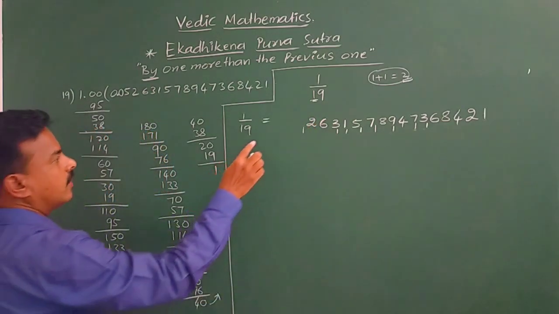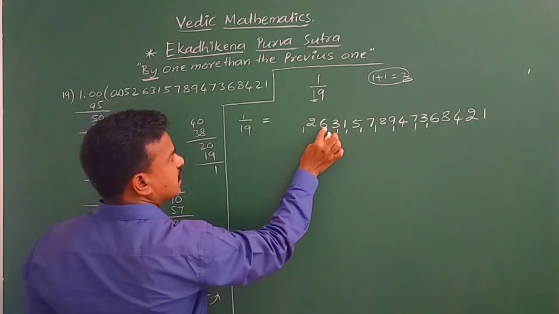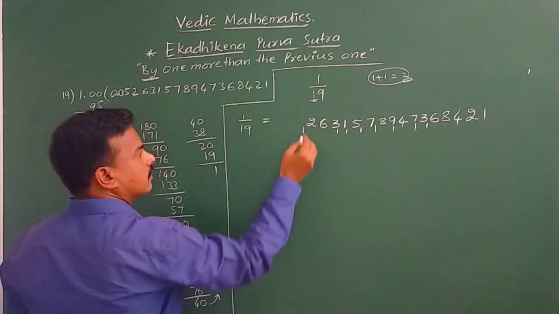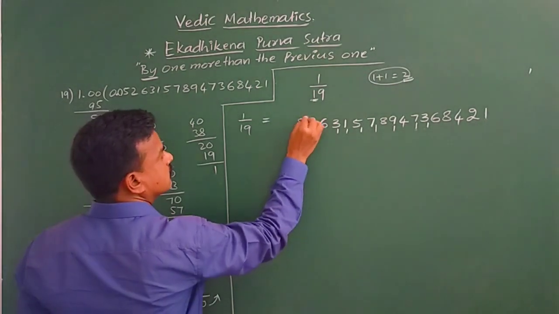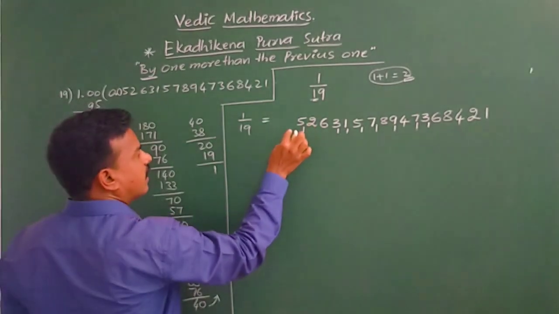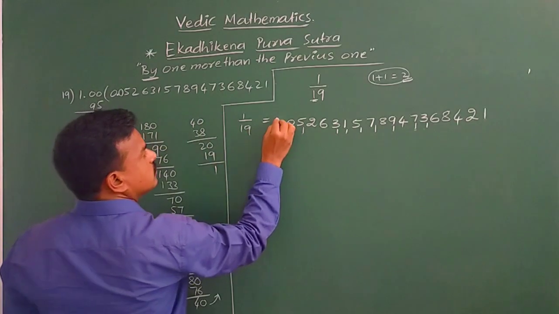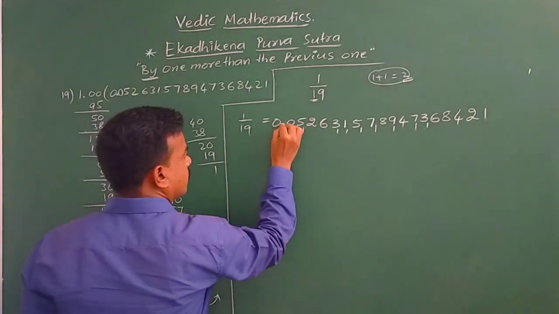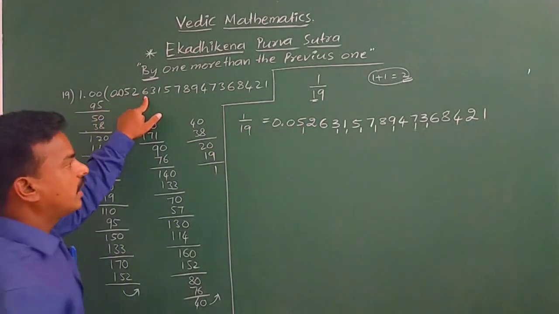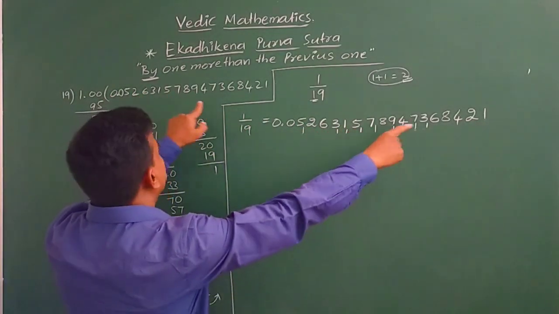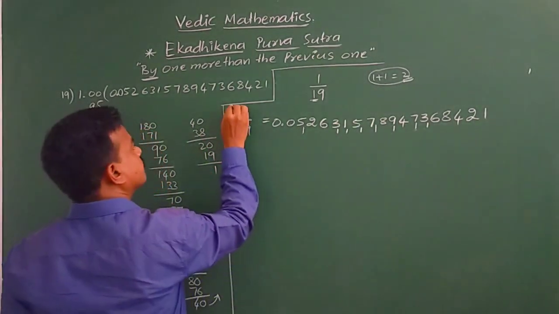Okay, 2 2s are 2. 2 6s are 12 and 1 carry. 2 2s are 4 plus 1 is 5, and 2 5s are 10, and the 0 only you write, and next to 0 point. This is the last digit. You see here 0 5 2 0 5 2 and 6 3 1 5 7. The same answer will come. Okay, this is the first method.